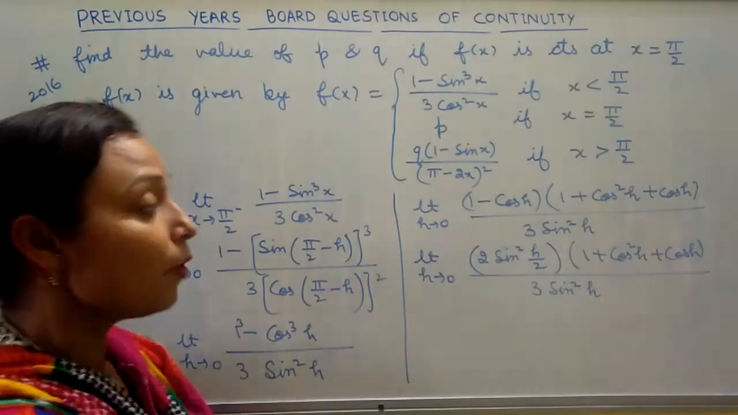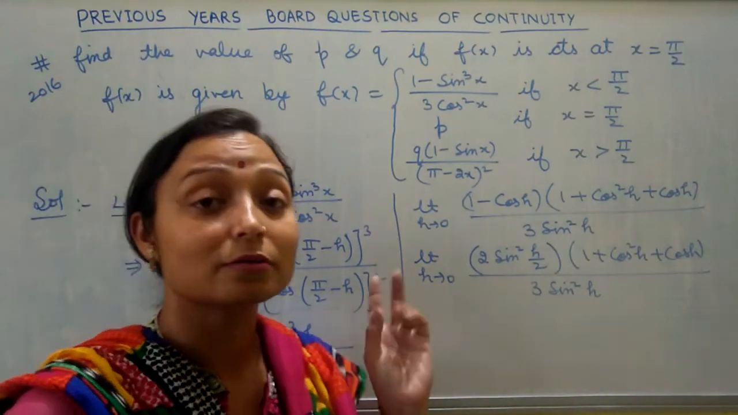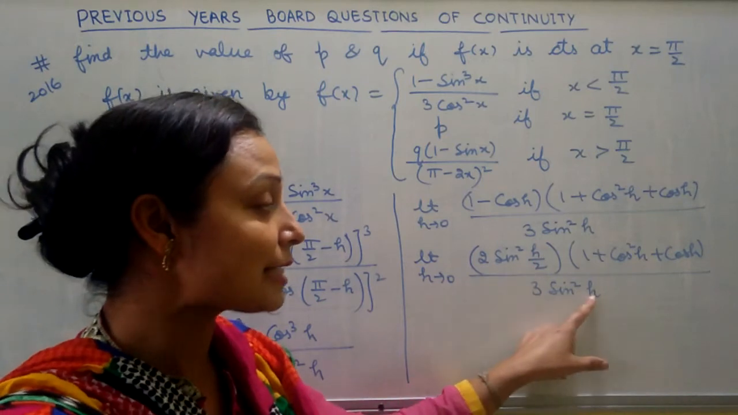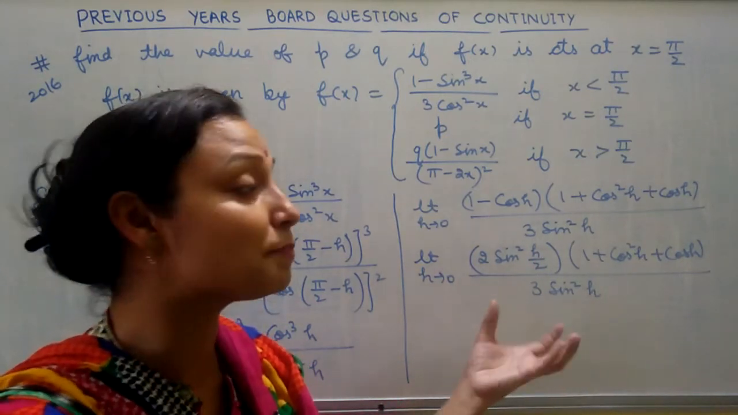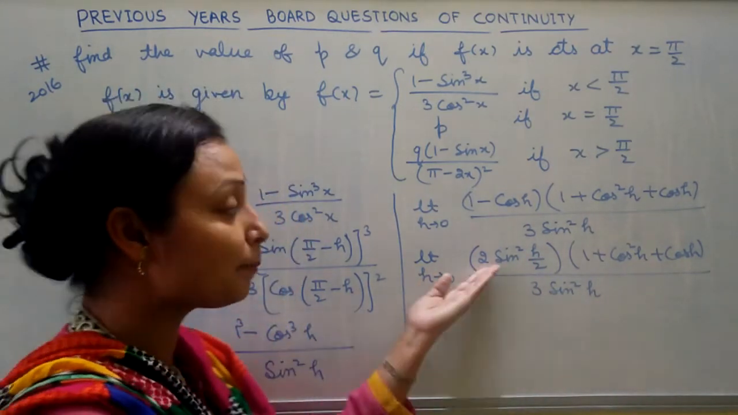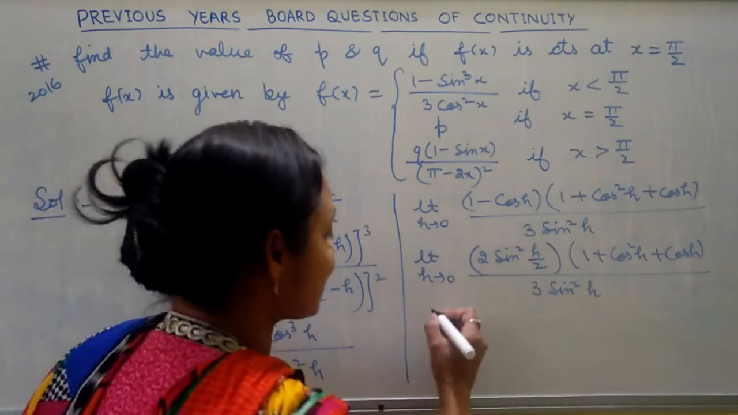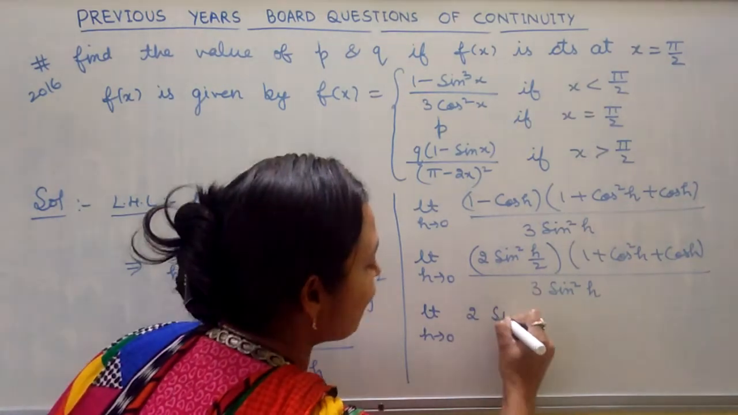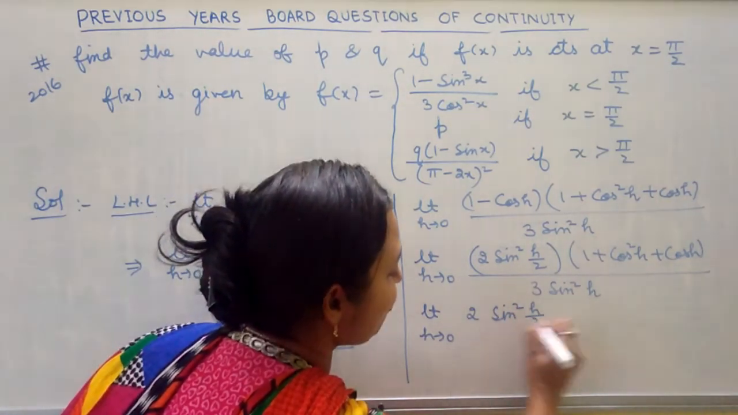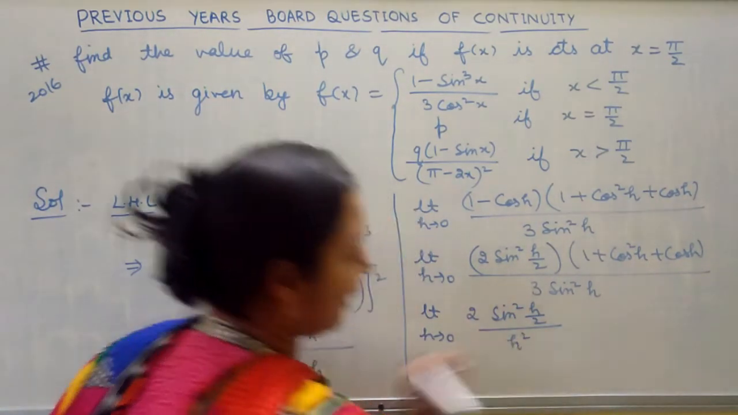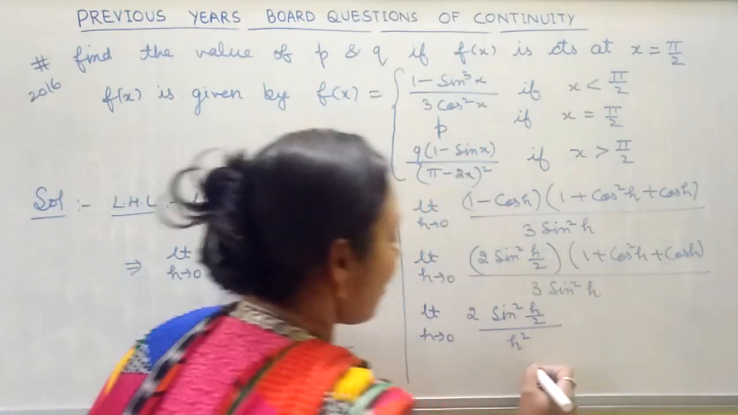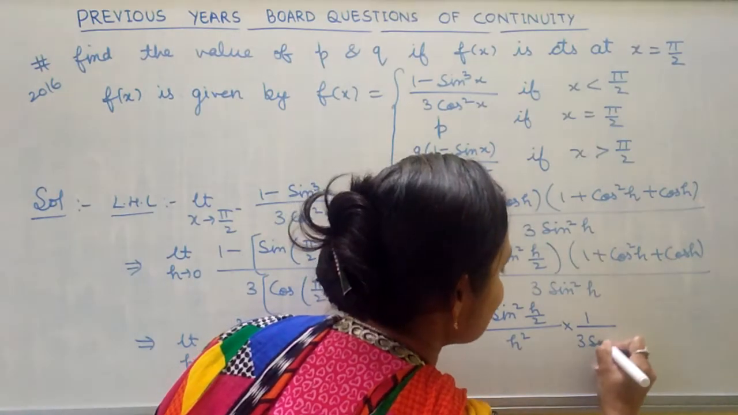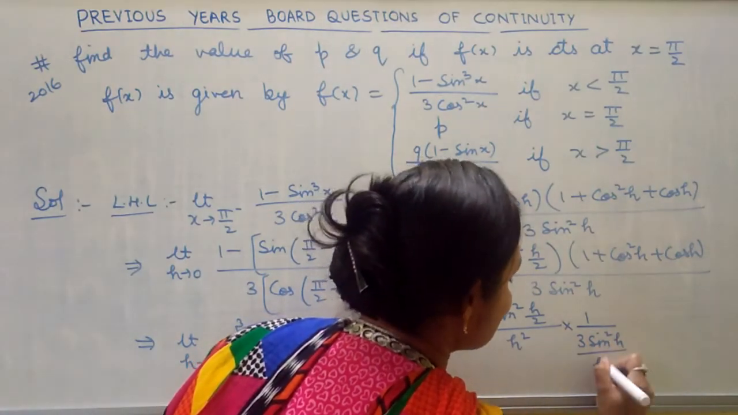Okay. Now, how can you solve? I will concentrate on the limits: when the same number, h upon h square is there, it becomes 1. So I will multiply and divide with the same number h square. Limit h approaches to 0, 2 sine square h by 2. I will divide with h square. Okay, here we also have 1 upon 3 sine square h upon h square.